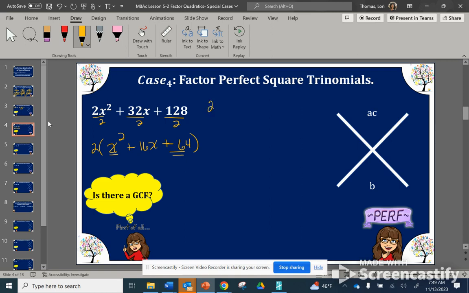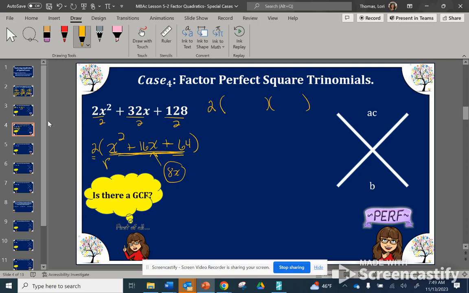So again, I still have my 2, my GCF. Here, I take the root of x squared and the root of 64. That is 8x when I multiply them. And if I double 8x, I do get 16x. So this is a perfect square trinomial after we factored out the GCF.